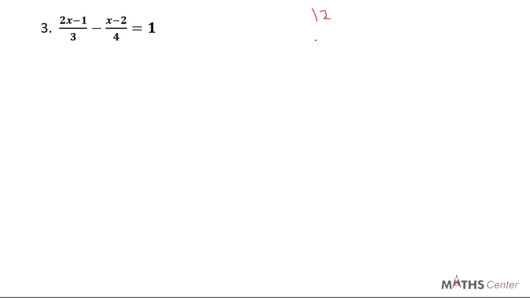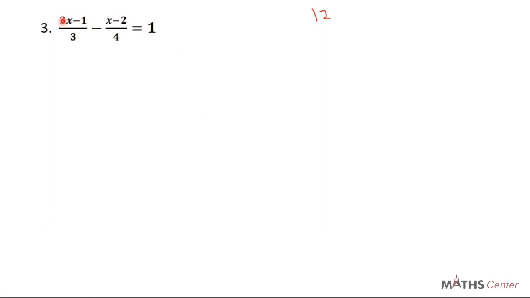Now I'm going to show you a trick. If you are finding it difficult finding the LCM, don't worry. Just multiply the denominators. So multiply 3 by 4 and use it as the LCM. So if you multiply 3 by 4, you are going to get 12. Okay. So after you find the LCM, you multiply each term in the equation by the LCM.